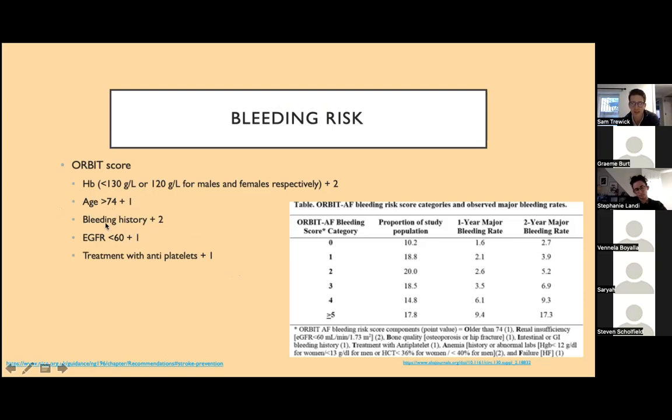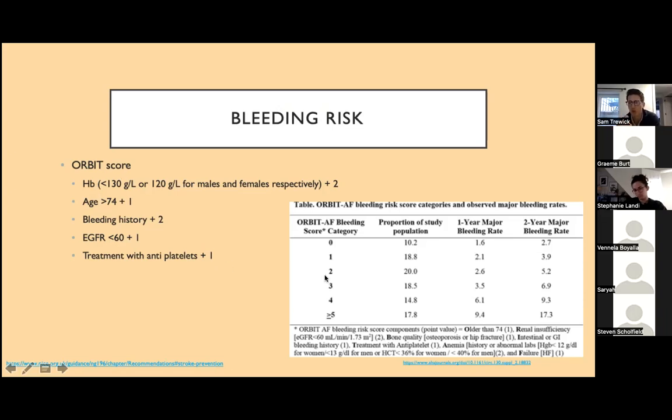And generally speaking, your eGFR, there are sometimes some small fluctuations in acute kidney disease, but this is more related to chronic kidney disease, so that isn't necessarily modifiable. So the only things you can change are transfusing somebody or stopping their antiplatelet therapy.